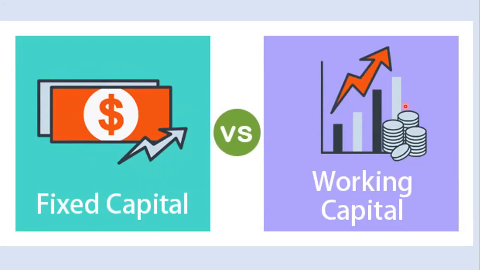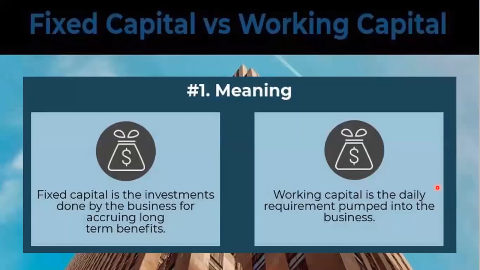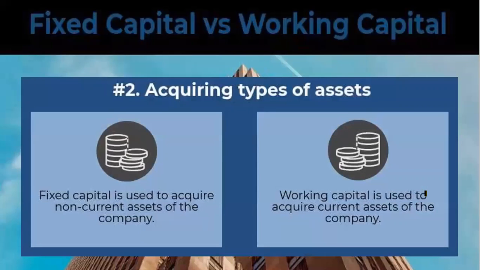But working capital is the opposite. If you need money right away, you can make it from your working capital. One more time, we have a difference in the meaning. Fixed capital is the investments made by a business for long-term benefits, and working capital is daily, right away, fast. Fixed capital is used to acquire non-current assets. Working capital is for current assets.